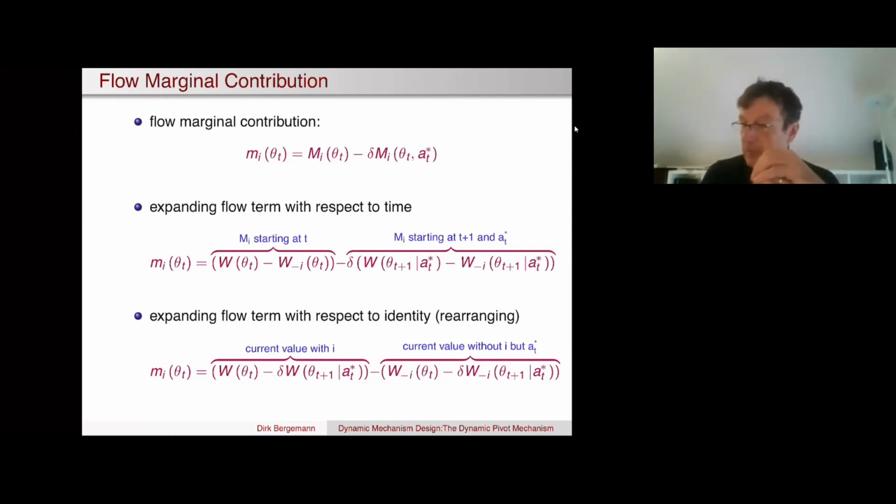Okay. So that second term is in some sense the externality cost of agent I. And the externality cost comes in two forms. It comes in the form of basically distorting the allocation away from what would be the efficient allocation in the absence of I to securing the efficient allocation in the presence of I.